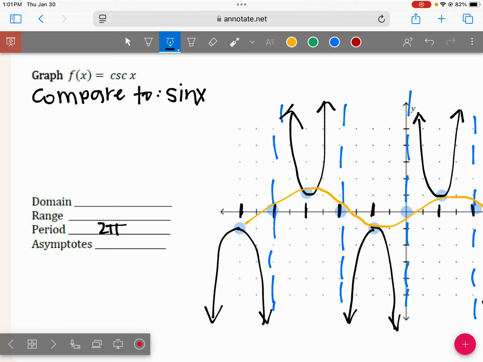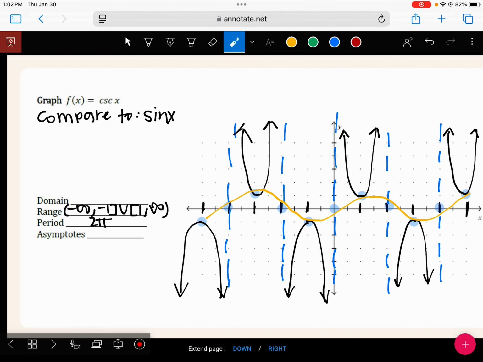Our range is the exact opposite of the range of our sine function. So what do we have? Negative infinity to negative 1, union 1 to infinity. So you skip all of these values in here. But if you were to combine their two ranges, their ranges would equal all real numbers.